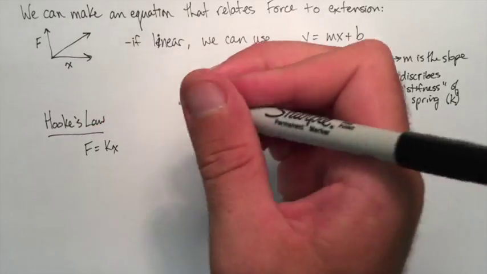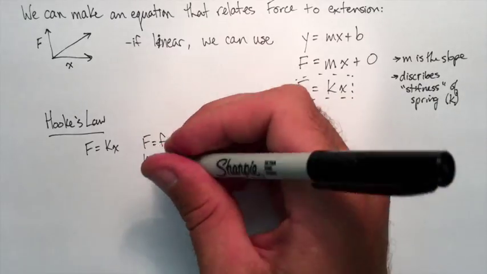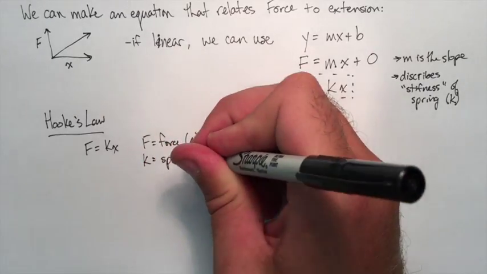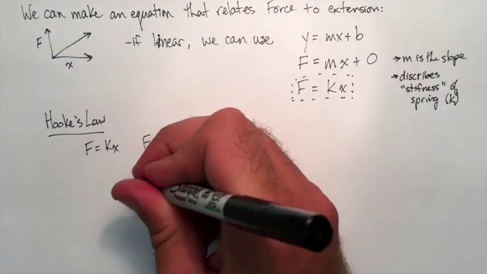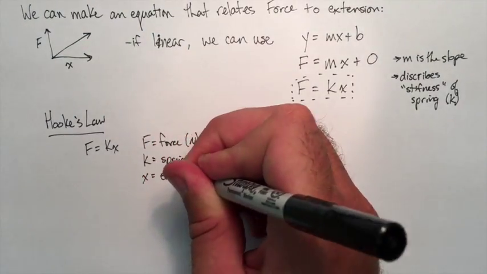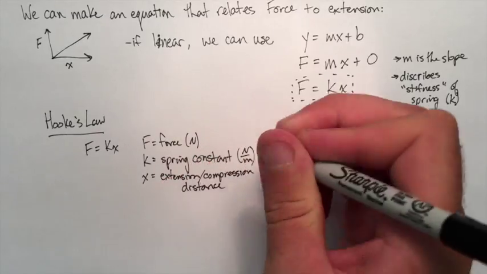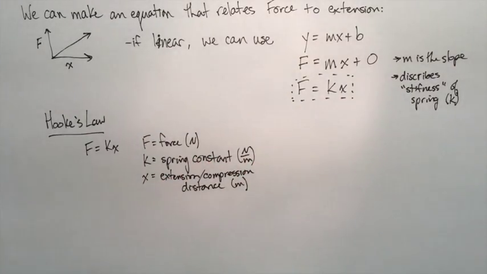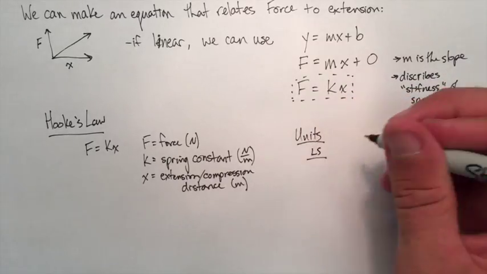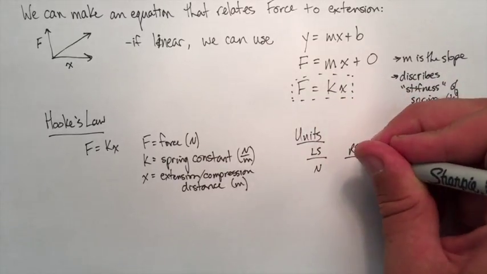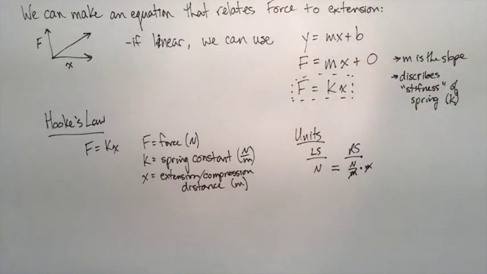So that gives us the formula F equals kx, where F is force in newtons, k is something we call the spring constant, which is that stiffness, measured in newtons per meter, and x would be the extension or the compression of that spring measured in meters. If we take a look at the units to make sure they work, the left side would be newtons, the right side newtons per meter multiplied by meter, and they check out.